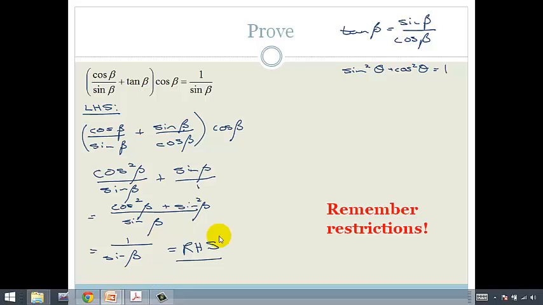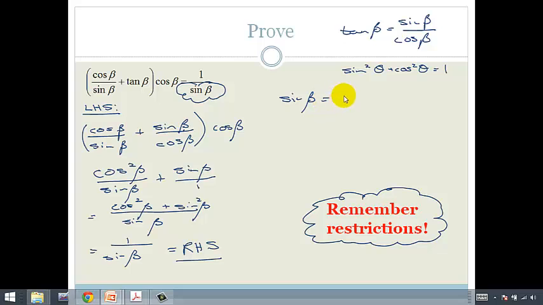Yay! And now, what are our restrictions? Our restrictions are that the denominator cannot equal 0. And you'll see that the only denominator we're talking about now is sine beta. So sine beta cannot equal 0 because we can't divide by 0, because that's undefined. And just to remind you, your sine graph looks like this. Okay, where sine is 0 at 0 degrees. Therefore, your beta cannot equal 0 plus or minus k360. And why am I going plus or minus k360? Because obviously, at every 360 degrees, we're repeating ourselves.